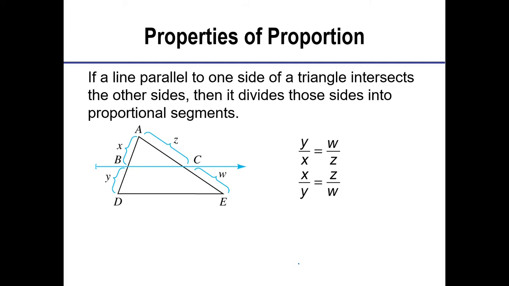We have another property of proportions. If a line parallel to one side of a triangle intersects the other two sides, then it divides the two sides into proportional segments. Here we can say that y over x is equal to w over z, and x over y equals z over w. And that condition only occurs if the line segment BC is parallel with the line segment DE.